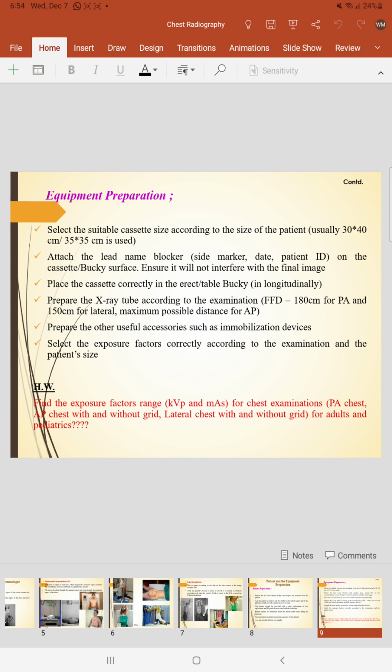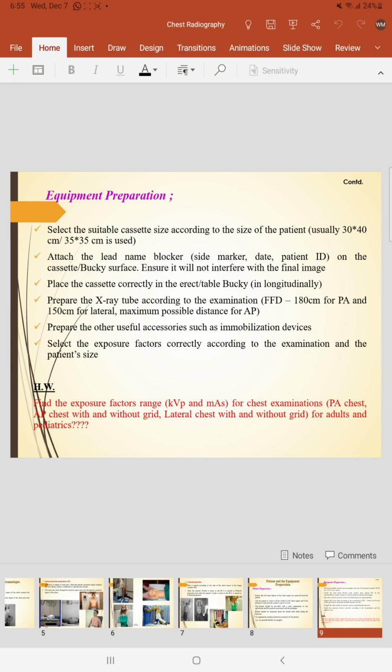Prepare the X-ray tube according to the examination. FFD is 180 cm for the PA and 150 cm for the lateral. For AP we are using the maximum possible distance.